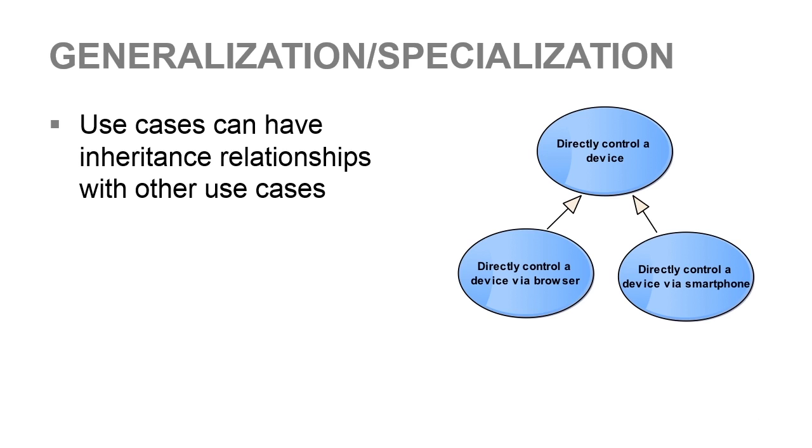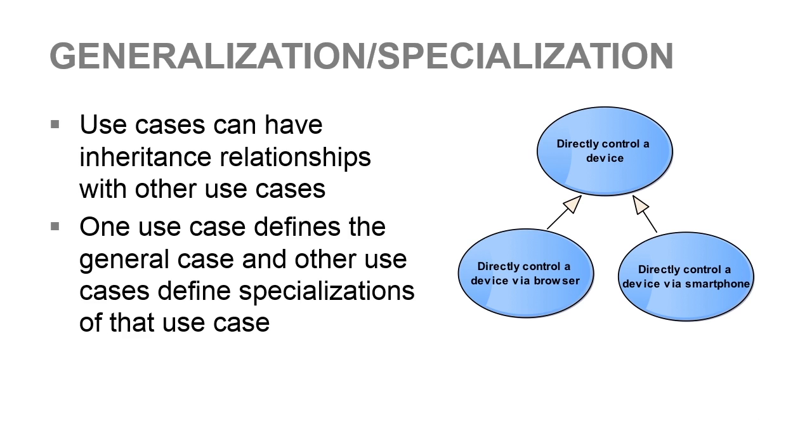You've seen inheritance or generalization specialization relationships in class diagrams. It's also possible to have these relationships between use cases. The same notation is used, the clear triangle, at the end of the relationship for the use case that is being inherited from. The parent use case or super use case defines the more general behavior, and the child or sub-use cases define more specialized variations of that behavior. Here, for example, the use case directly control a device has two specializations: directly control a device via smartphone and directly control a device via browser.